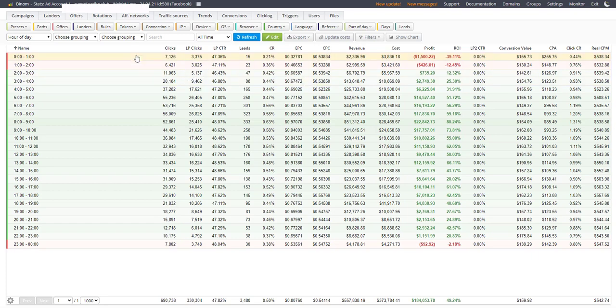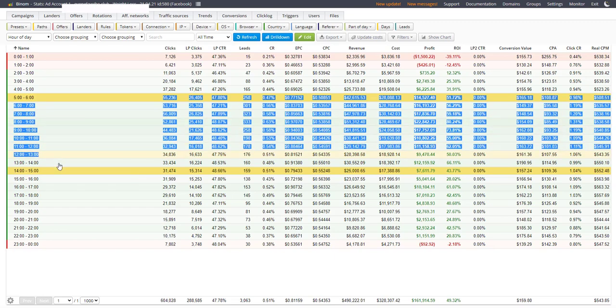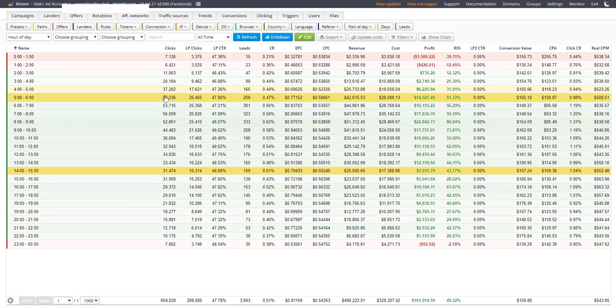So our ABO and ABO sneak all ran 24/7, okay? And our day parting ran between 5 a.m. and I think 3 p.m. So we had this window of time here. And you can see, one, that's where the bulk of the traffic is. And two, that's where the highest ROI is.